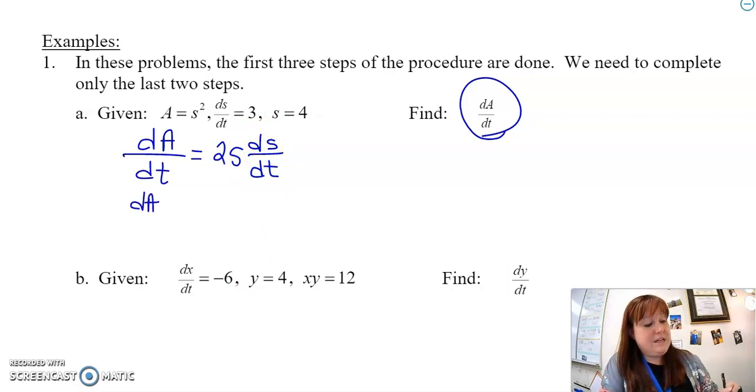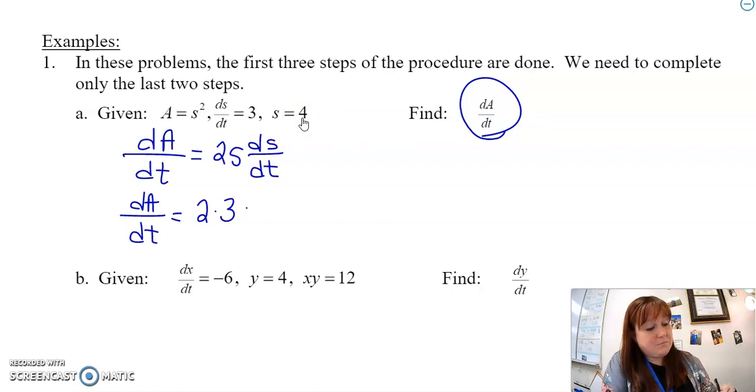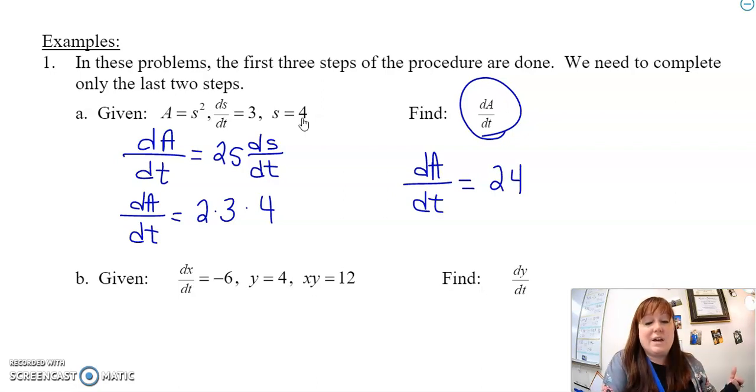So I know dA/dt equals 2 times S times 3. So I'm going to put that 3 there first, and then I'll explain why I'm putting S in now. Because now we're trying to find the area's rate of change at the exact moment that S equals 4. So now I'm going to put the S in. And dA/dt, when S equals 4, is 6 times 4, which is 24. So the rate of change of the area with respect to time is 24 when S equals 4.